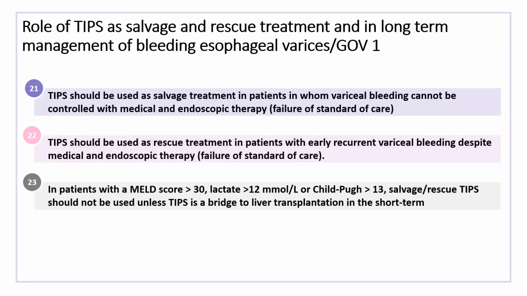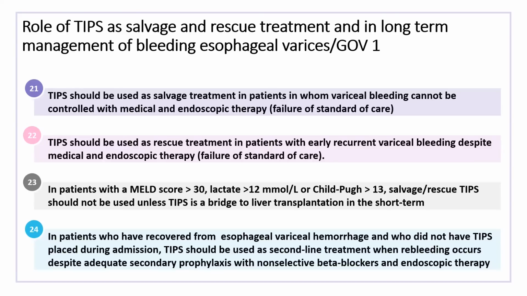Now, there is a futility argument here. In patients with MELD more than 30, lactate more than 12, or Child-Pugh greater than 13, a salvage or rescue TIPS should not be used unless TIPS is a bridge to liver transplantation in the short term.